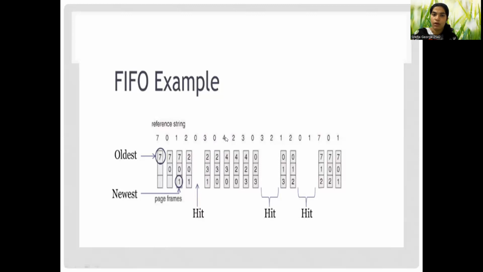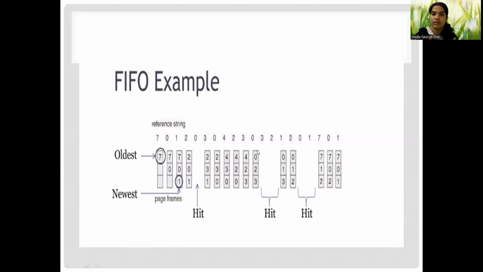Next, 4 is not there. In the previous case, 2 is the oldest, so 2 goes out and 4 comes in: 4, 3, 0. Next, 2 is not there, so 3 is removed and 2 is brought in. This is all based on the FIFO concept: first in will be replaced. After that, again it is 3, which was not there. So 0 is removed and 3 is brought in.